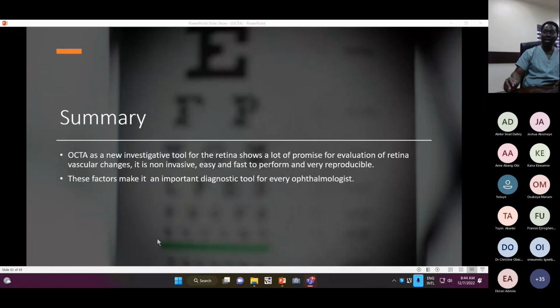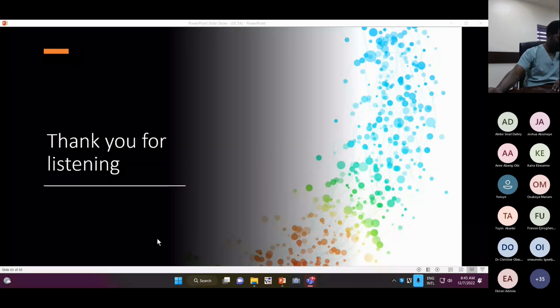So in summary, OCT angiography is a new investigative tool for retina. It shows a lot of promise for evaluation of retinal vascular changes without having to use a dye. It's rapid, it's non-invasive, it's reproducible, and it's accurate. These factors make it a very important diagnostic tool for every ophthalmologist to fully understand. Gradually, more and more OCT angiography is coming into our clinic, and we need to be on top of our game. So thank you for listening.